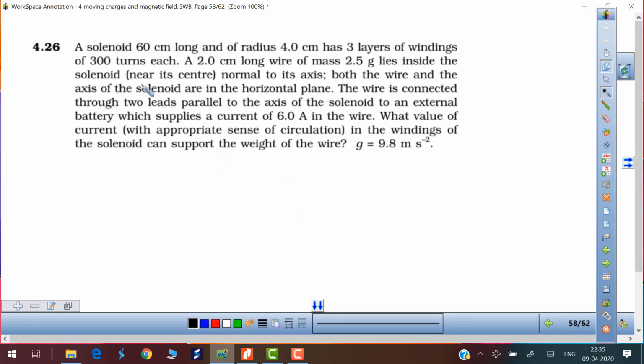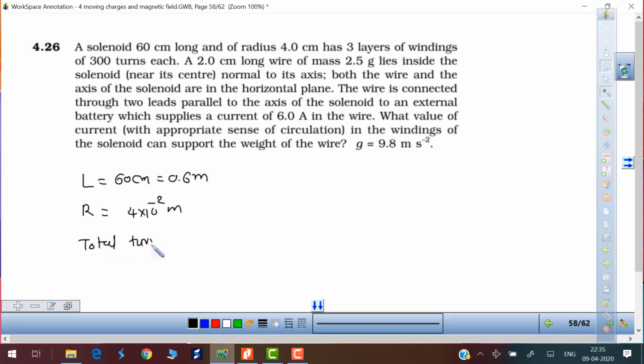Then a solenoid of 60 centimeter length, which we write in meters, so it is 0.6 meter. Radius is 4 centimeters, so 4 into 10 to the minus 2 meter. It has 3 layers of winding and 300 turns in each layer, so the total is 900 turns. A 2 centimeter long wire of mass 2.5 gram lies inside the solenoid, normal to its axis. So it looks like this.